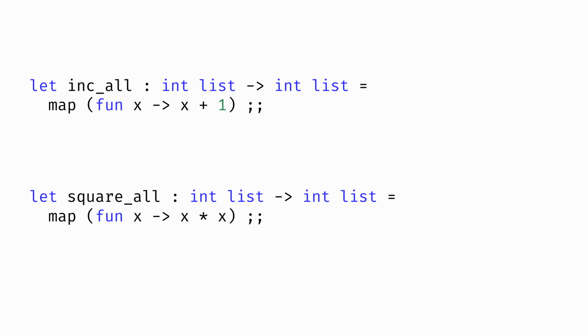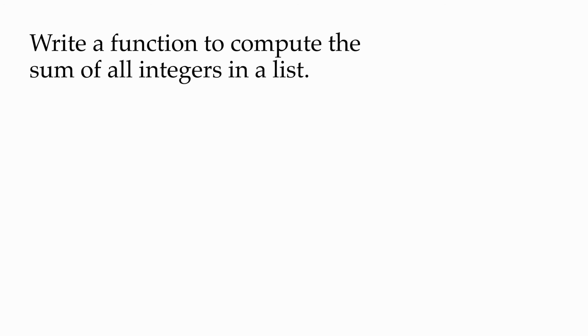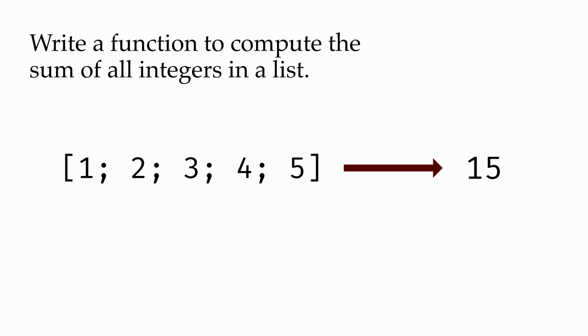But there are other abstraction opportunities we can find by looking at other similarities in code. Let's look at a few more examples. Say we wanted to define a function to compute the sum of a list. For the list 1, 2, 3, 4, 5, the function should return 15, since that's the result of adding 1, 2, 3, 4, and 5 together. Here's how we might do that.